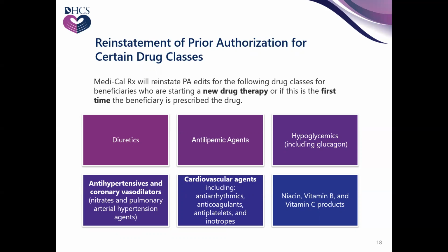As a reminder, new prescriptions for beneficiaries 21 years of age and under for medications within the 11 drug classes are excluded. That means that new prescriptions for children and youth within these 11 drug classes will not be subject to a prior authorization reinstatement.